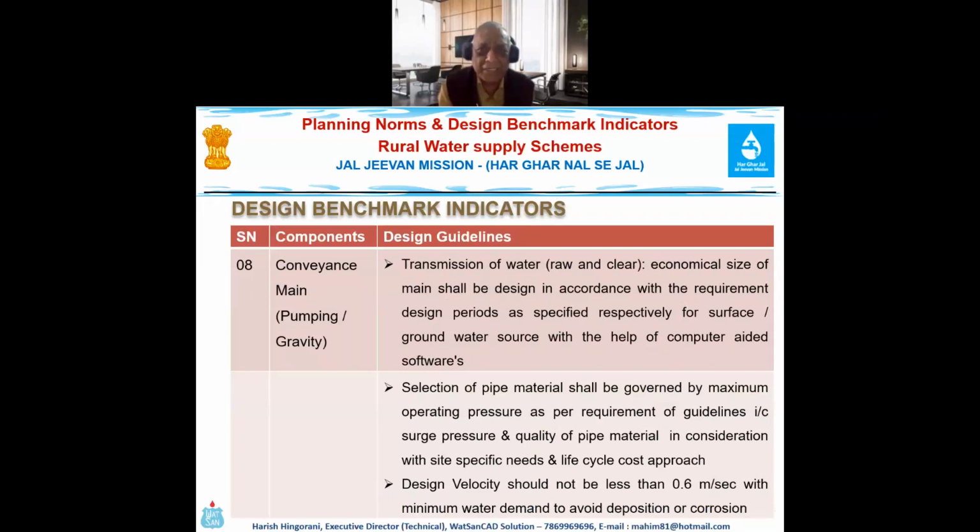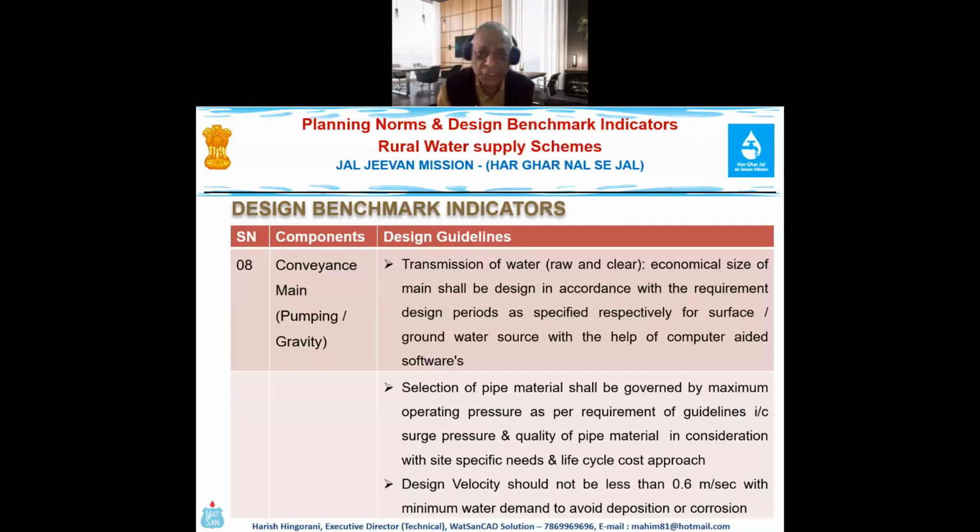Transmission of raw and clear water: the economical size of the pumping main shall be designed in accordance with the requirement of the design periods as specified for the surface and groundwater source, with the help of computer modeling as suggested in CPHO manual Appendix 6.7. Selection of pipe material shall be governed by maximum operating pressure as per the guidelines, including surge pressure, quality of pipe material, site-specific needs and a life cycle cost approach. I will put some case studies on what I am talking about here.